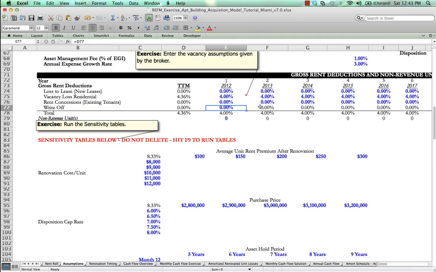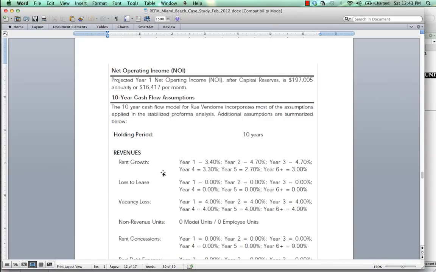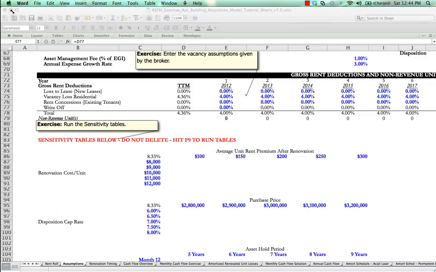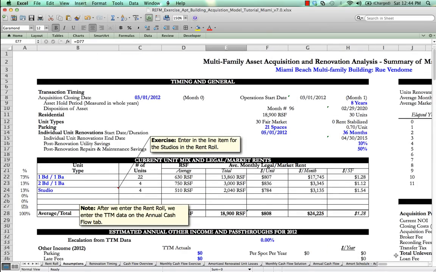I'm not sure if they had something for write-offs, so let's just take a look. They do have loss to lease here of 0. Okay, so we currently are running 0, so we can leave that as such. They do have rent concessions of 0. We currently have 0 as well. And here's our bad debt expense, which is the write-off. So that's being run at 0 as well by the broker. So everything is all set in those terms for now. We can naturally always go back and then make adjustments based off our opinions.